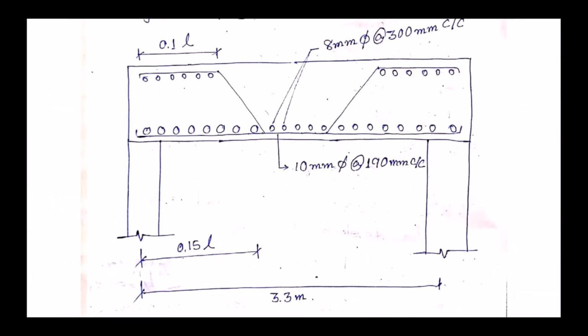So let's check the drawing. This is the drawing. The main bar is 10 mm dia at the rate of 190 mm center to center, and the distribution steel is 8 mm at the rate of 300 mm center to center. So here the solving of the problem for the one way slab ends.